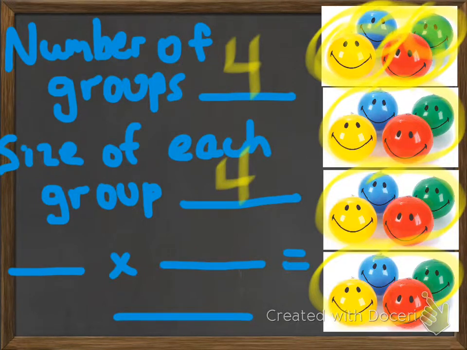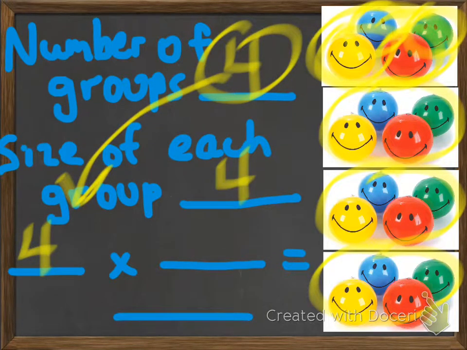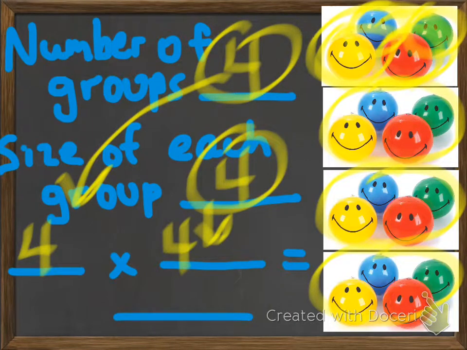And we can make another multiplication problem. The number of groups is 4, so we took this number and put it in there. And the size of each group, we're going to put it in there, that's 4. And 4 times 4, if you add this all up, is 16.